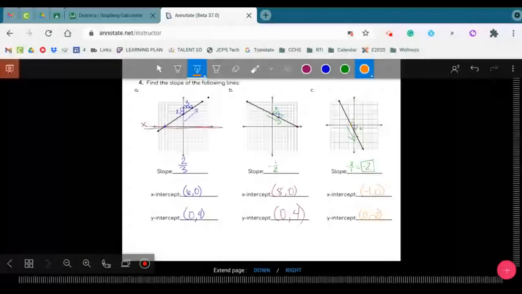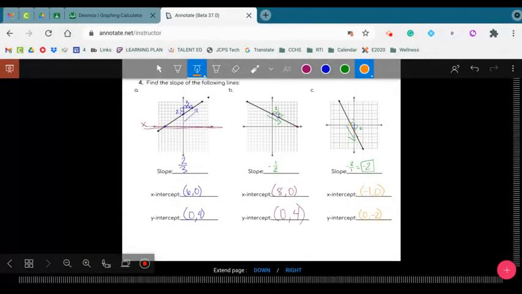Okay, let me know if you guys have any questions on finding the slope. Tomorrow we're going to have a review day to kind of go over finding the different types of slope. You guys can get started on your homework.